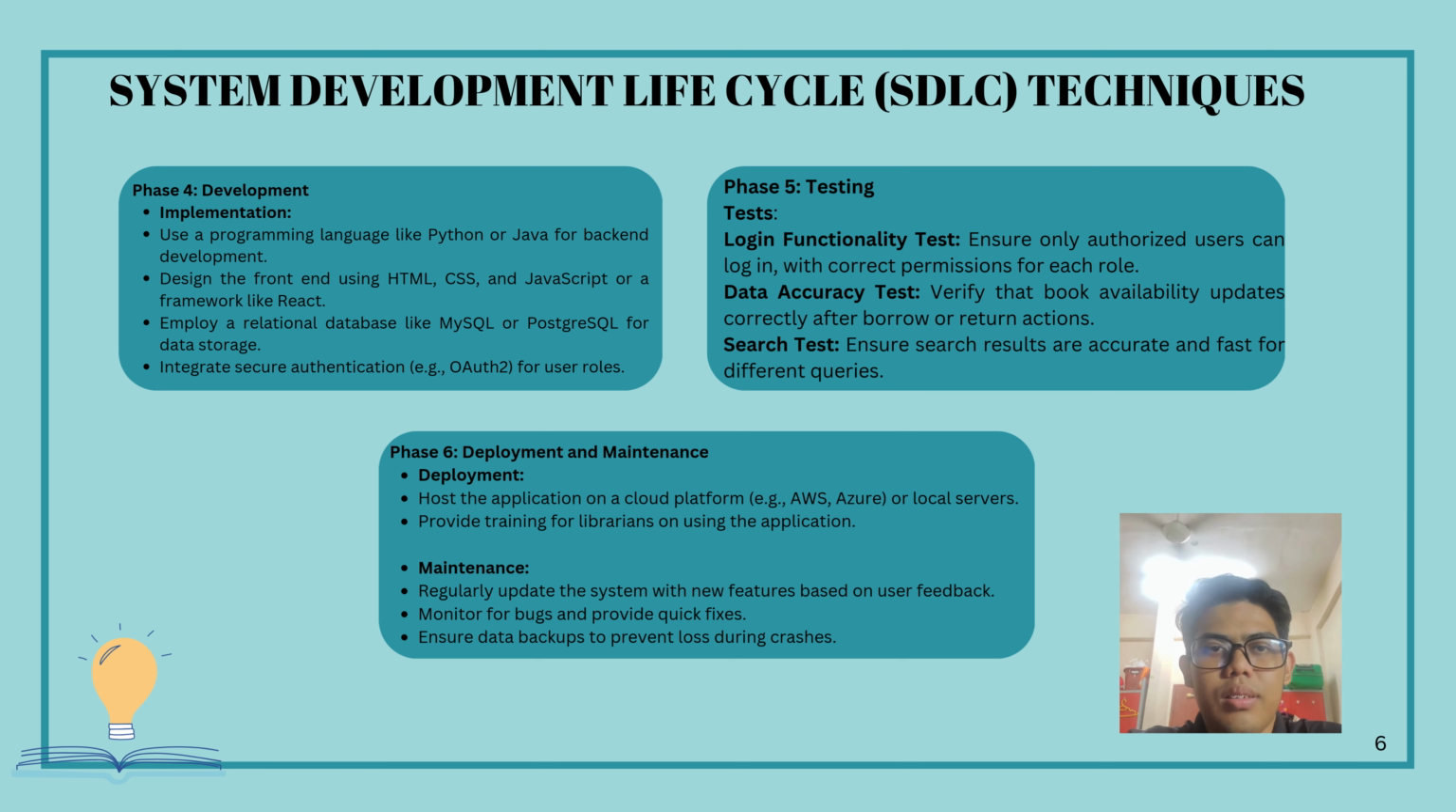Phase 5, testing. There are 3 types of tests. Login functionality tests ensure only authorized users can log in with the correct permissions for each role. The second is data accuracy tests, which verify that book availability updates correctly after borrow or return actions. And lastly is the search test, to ensure search results are accurate and fast for different queries.